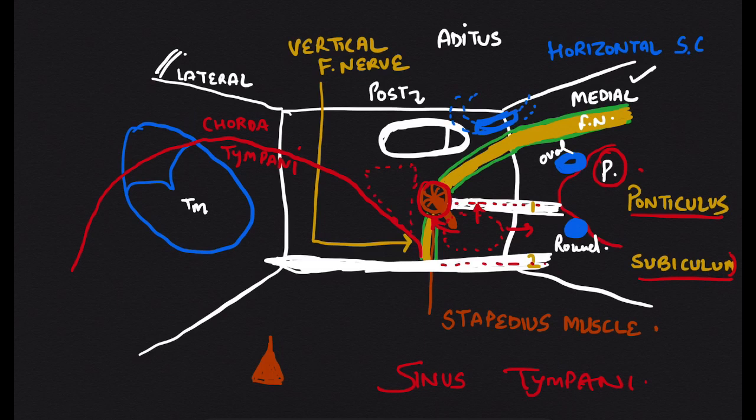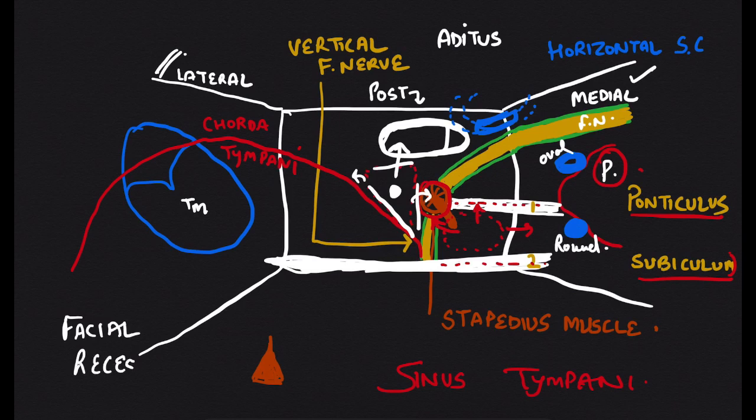Now the other recess is the facial recess. Superiorly it is bound by the aditus, laterally by the chorda tympani, and medially by the pyramid or the pyramidal eminence. This is the space which is called the facial recess, and this is the space which we open when we perform the posterior tympanotomy approach to access the tympanic cavity via the posterior route.